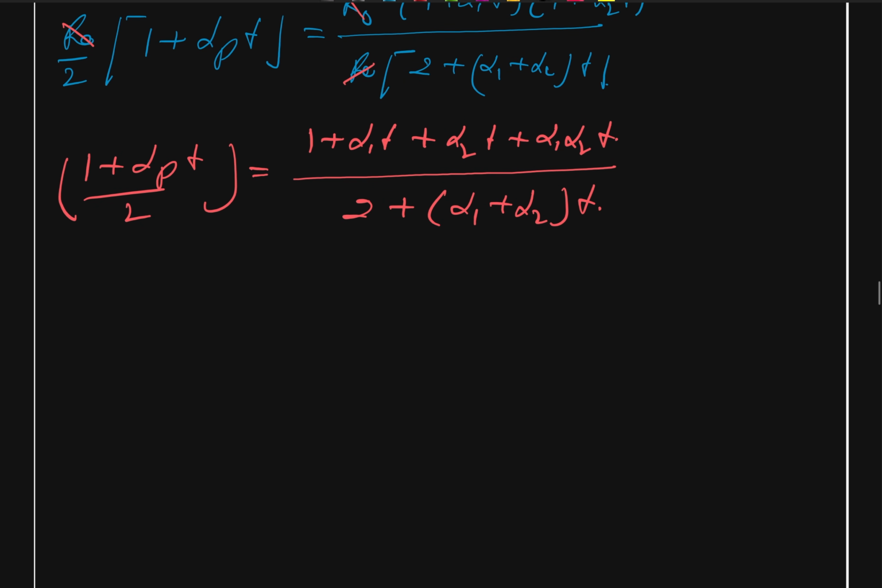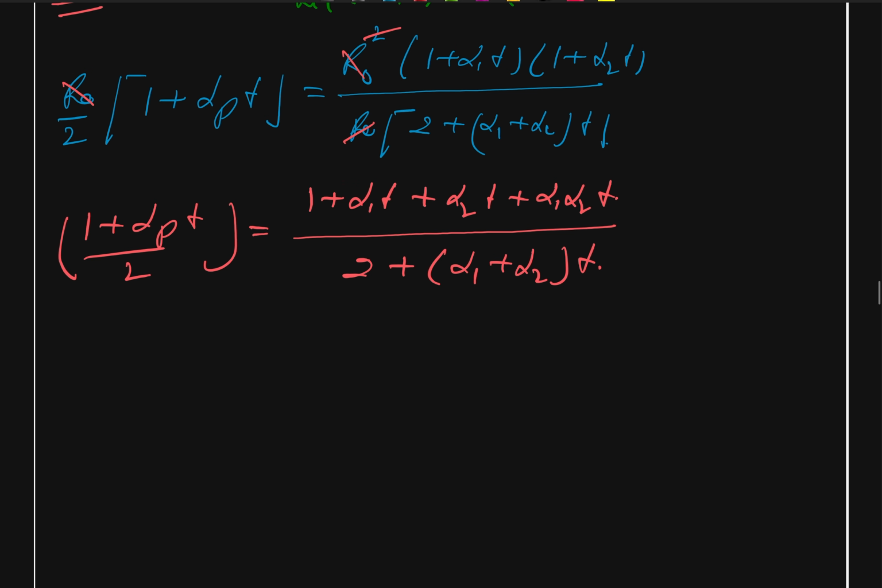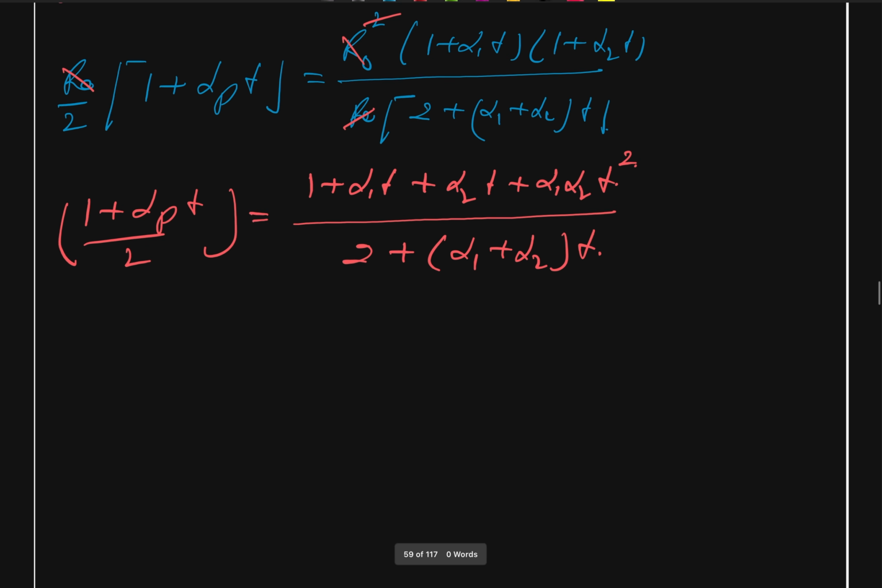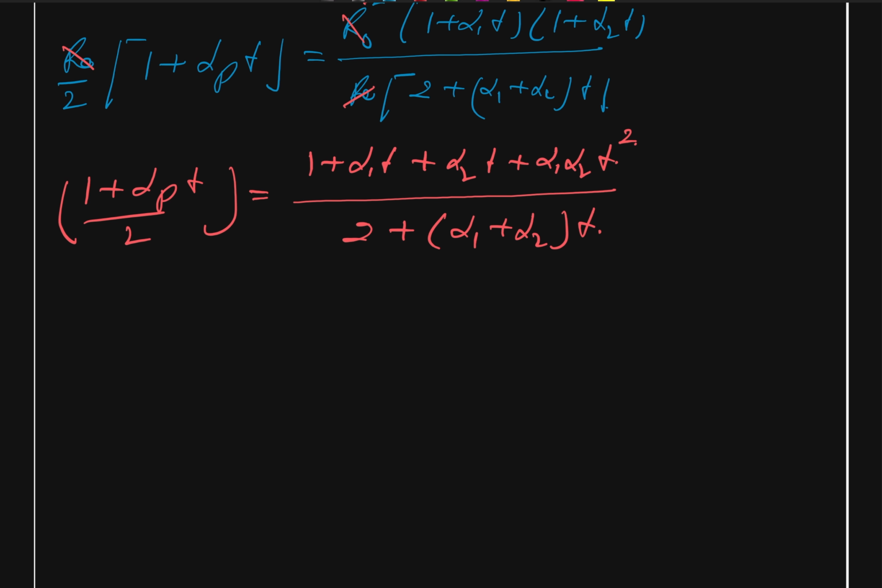Okay, and this will be square. Okay, and we can use an approximation that alpha 1 and alpha 2 are very small, so their product will also be very small, so we can just neglect it. So we are going to neglect this part.